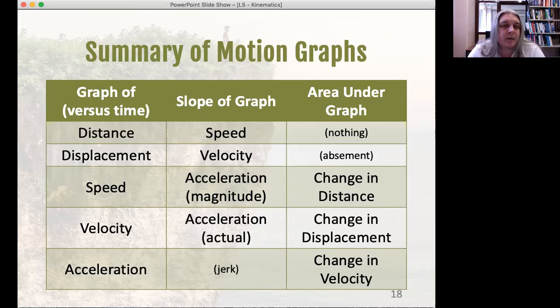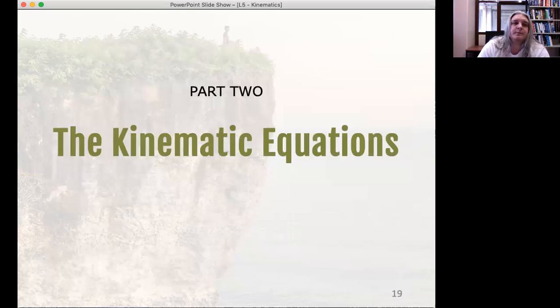The velocity time graph is the one that gives us the actual acceleration in terms of being a vector, because we're always talking one dimension, so plus or minus is enough information to be a vector. So the acceleration vector is given by the slope of the velocity time graph, and the area under the graph is the displacement. And finally, for the acceleration time graph, the slope is the jerk that we're not going to worry about, and the area under it is the change in velocity.